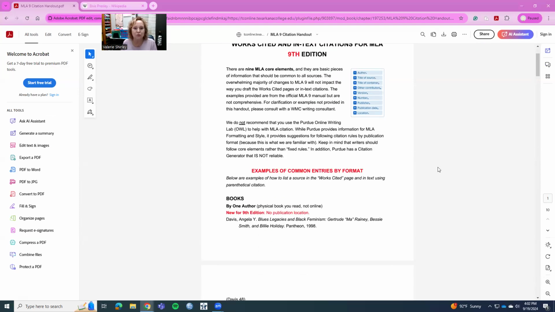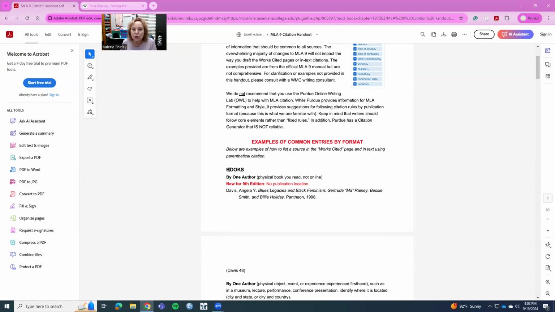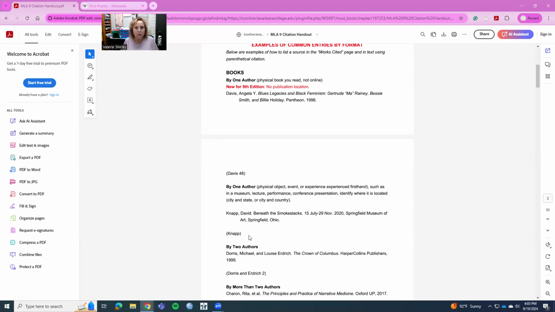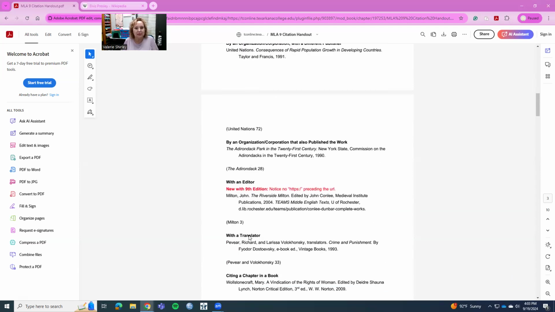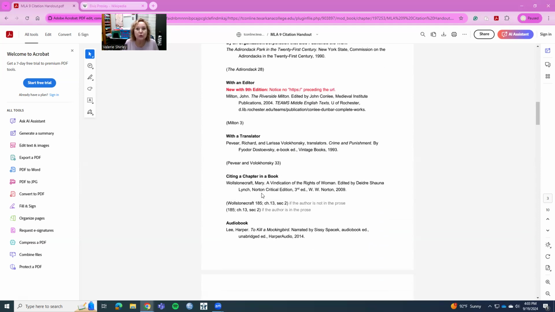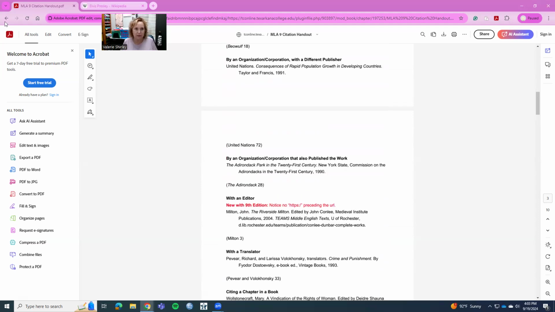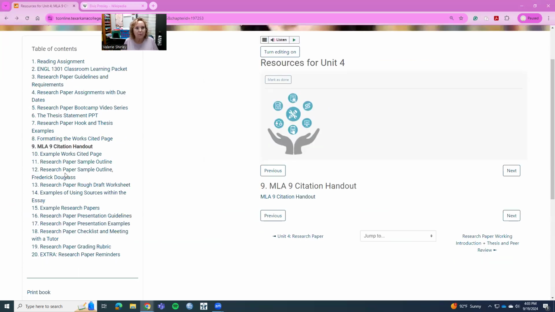These are the most common entries. So if I've got a book written by one author, this is what is required for me to find, and this is what it'll look like when I do my parenthetical citation within the body of my essay. So books, and you can just go through it. It's a nice little handout. Some people really like it. It's a one-place stop for almost every resource that you might use. So we've got that. We've got an example of a works cited page.